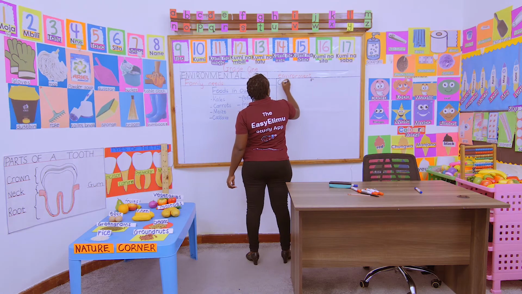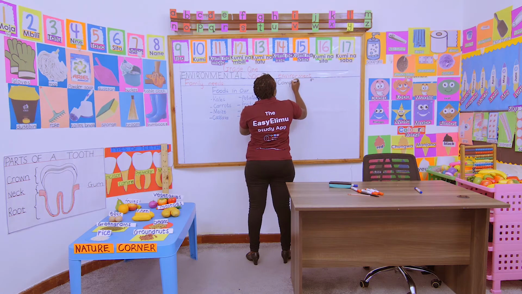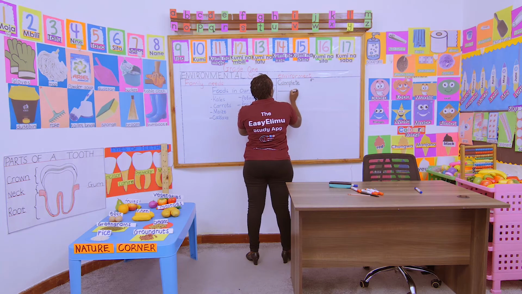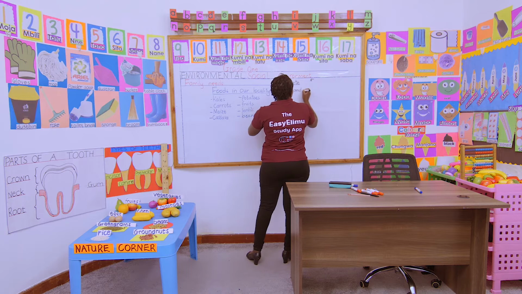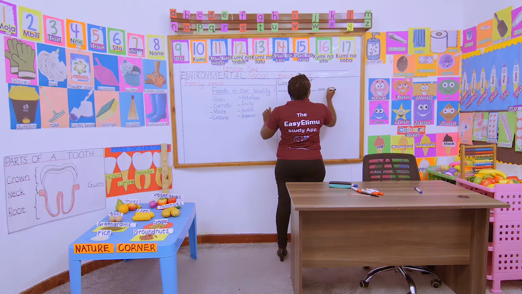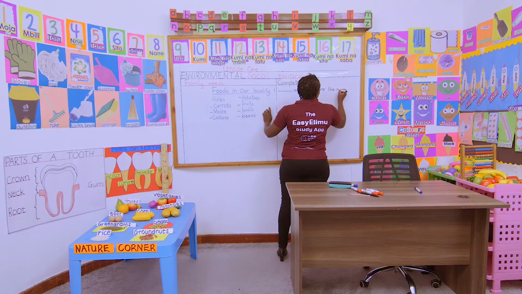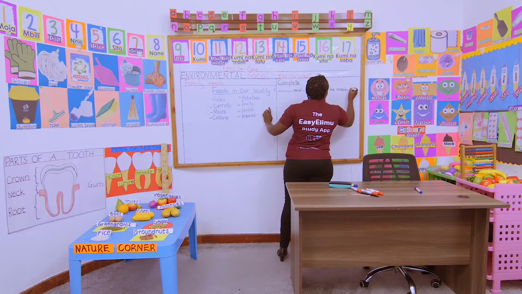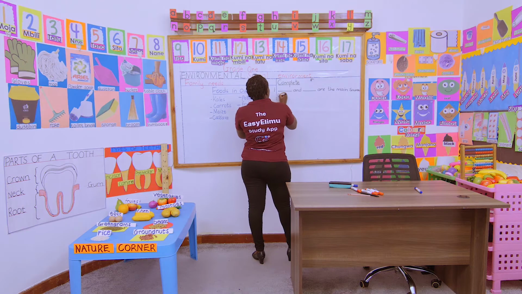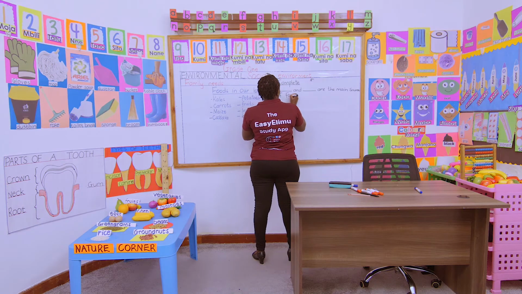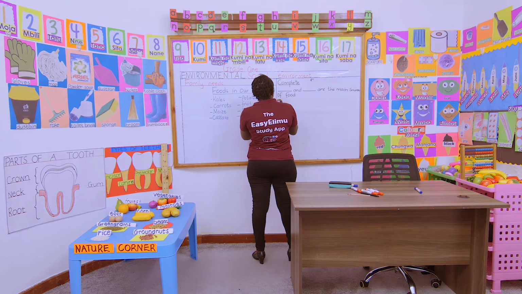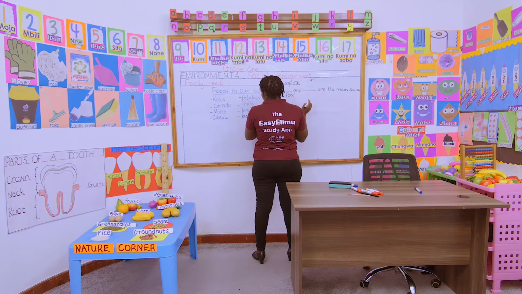So, complete this. What does this question say? The question says, first, dash and dash are the main source of food. Sources of food. I know we have 2 main sources of food. Give examples from our nature corner.